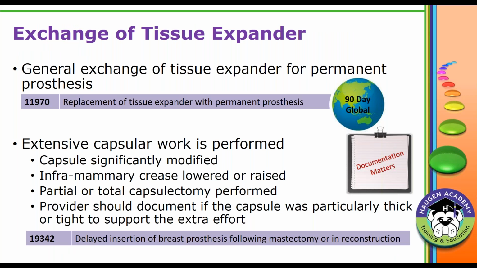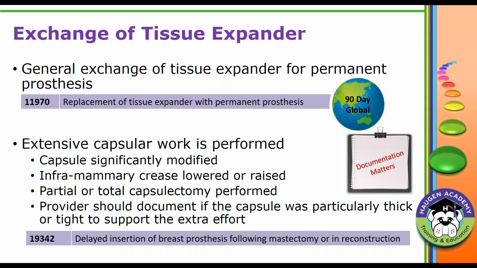So sometimes, when you get to the point for general exchange of tissue expander for permanent prosthesis, that can be reported with 11970. 11970 includes minor adjustments to the capsule. Sometimes significant adjustments are made to the capsule, many of which comprise a significant part of the procedure.